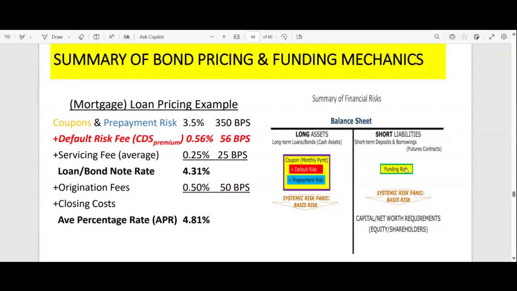And then we're lending long and borrowing short. So that's the funding risk. And then, of course, you have capital requirements, and you can have systemic risk panic on both sides of the balance sheet. So that's kind of where we're headed.